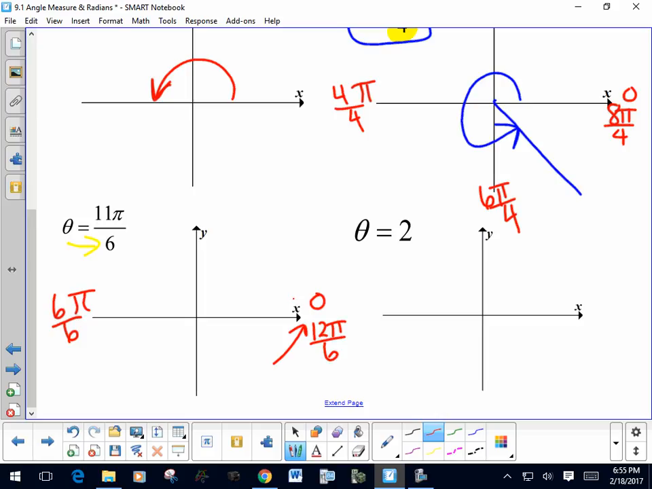Halfway between the 0 and the 6 pi over 6, I've got to have 3 pi over 6. And halfway between the 6 and the 12, I've got 9 pi over 6. So where does 11 fit in? Well, 11 would fit in between the 9 and the 12, closer to the 12 for sure though. Ooh, my board's not aligned very well. So there's the angle 11 pi over 6.